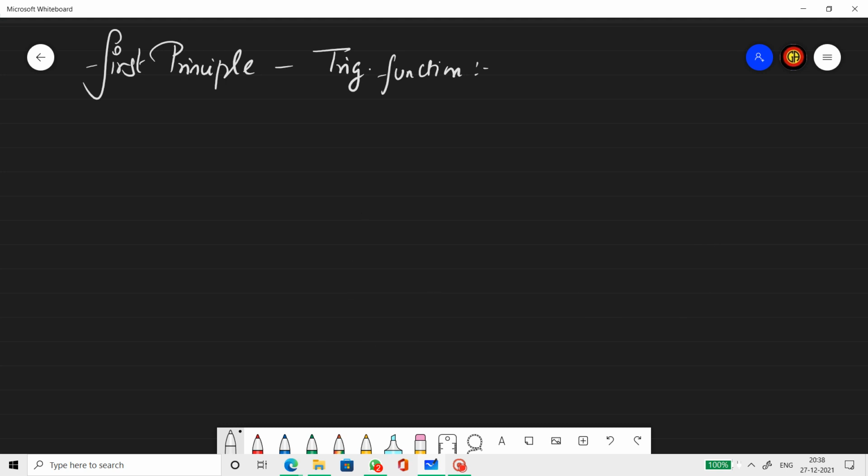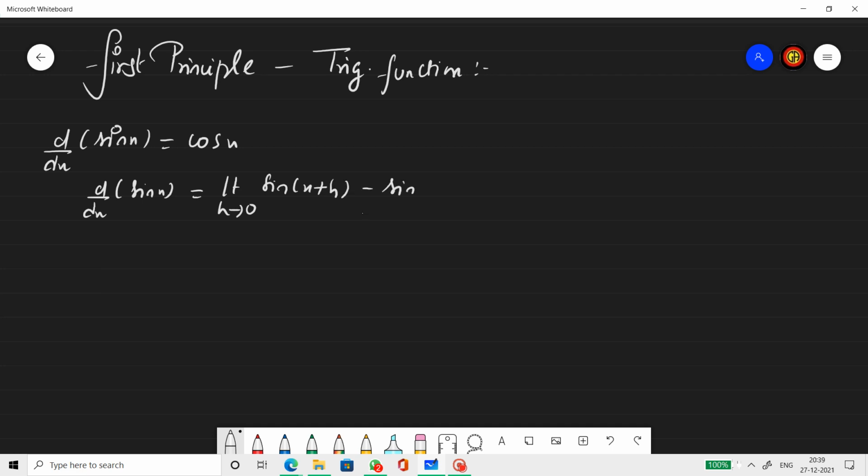So, differentiation of sin x, we know that it is cos x. Now we're going to prove this by first principle way. So here the function is sin x. So d dx of sin x equals limit h tending to 0 sin of x plus h minus sin x by h.